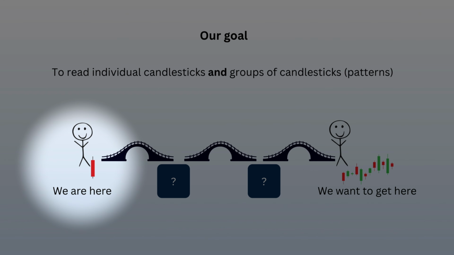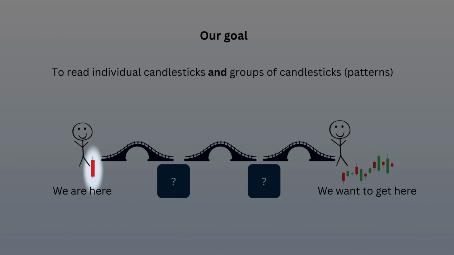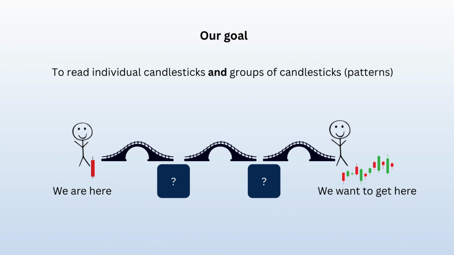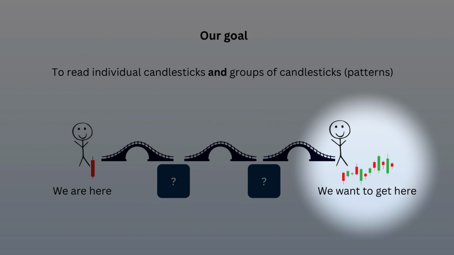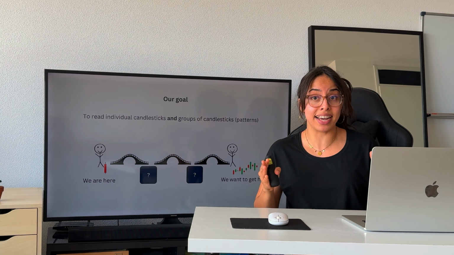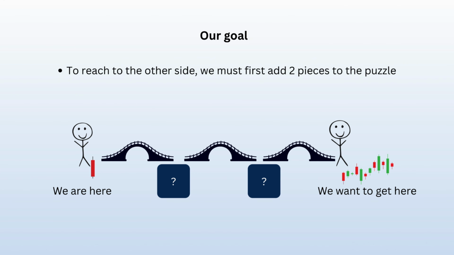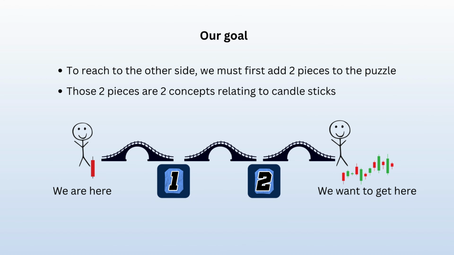This is where we are right now. This would be you. And where we are right now is that we're kind of able to read a few candlesticks individually. But where we want to get is to be able to read groups of candlesticks together, because in essence, that's what chart reading is, and that's what trading is all about. But it turns out that in order to get to the other side, we first must add two pieces to the puzzle. And those two pieces are actually two concepts that are also relating to candlesticks themselves.